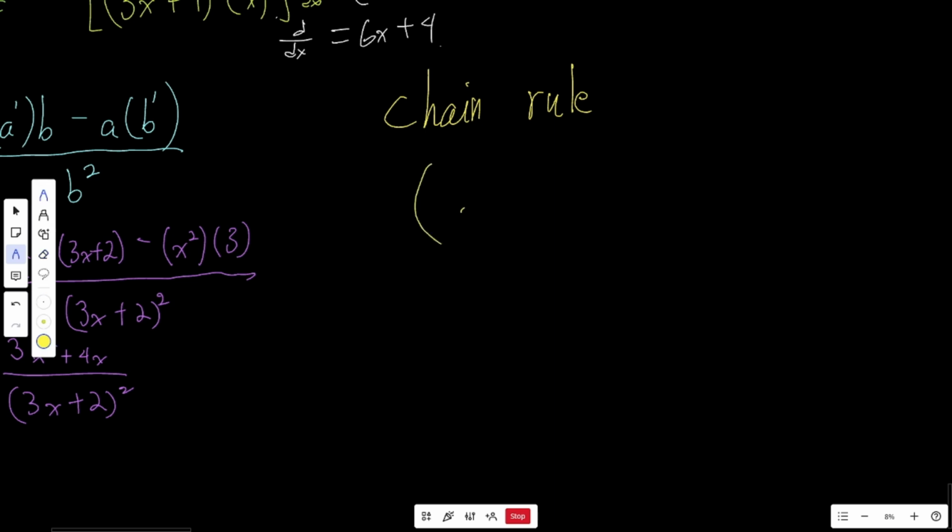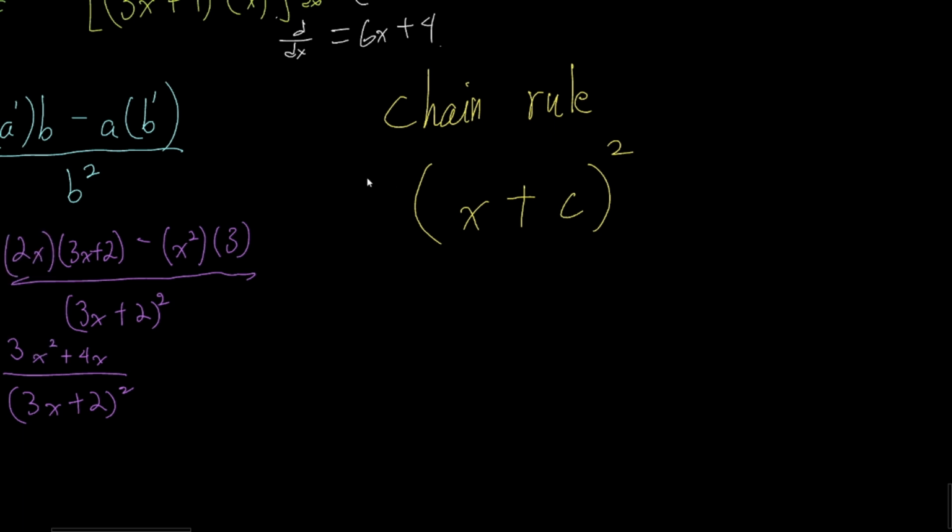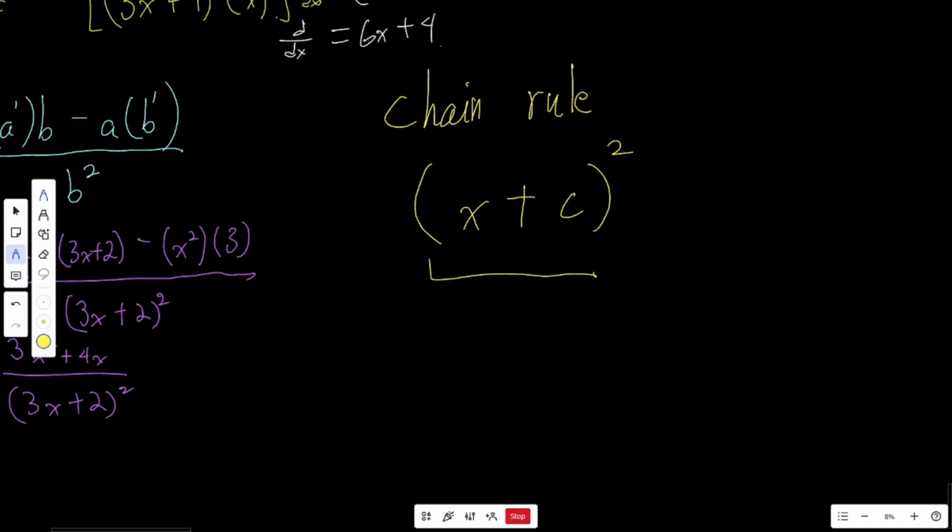So for example, we have x plus a constant, squared. This requires the chain rule. The first function here would be the actual umbrella function, which is the one that's squared, and then the other function is the one inside, which is the minor one. I like to call it the minor function because it's not really the one that's being focused on here.